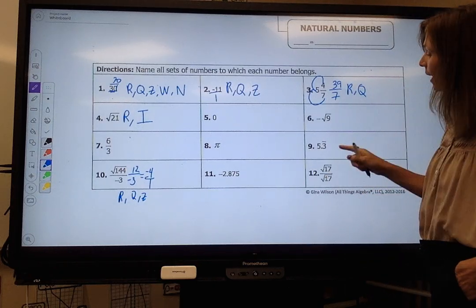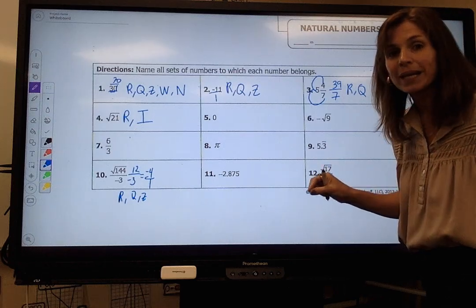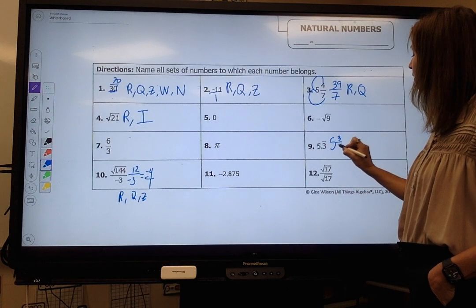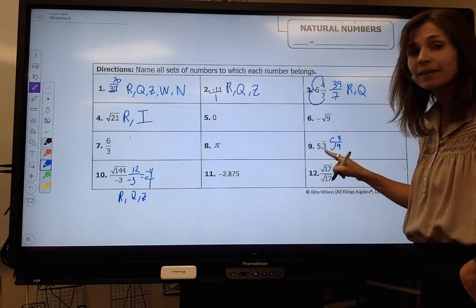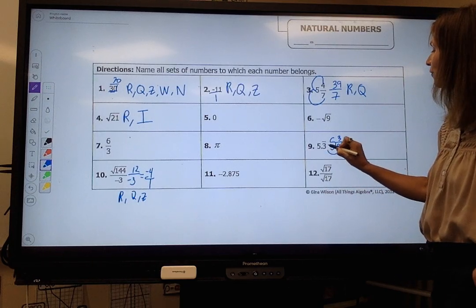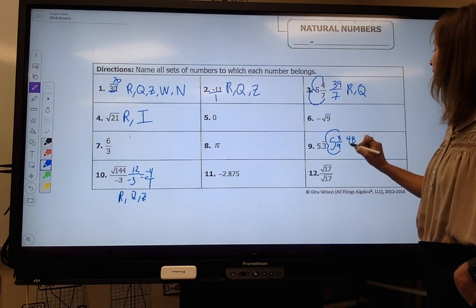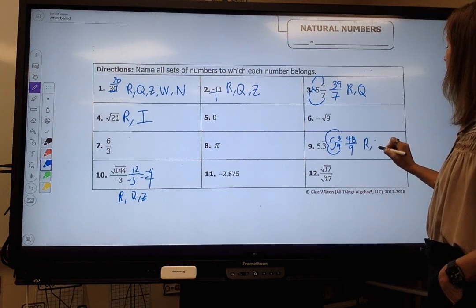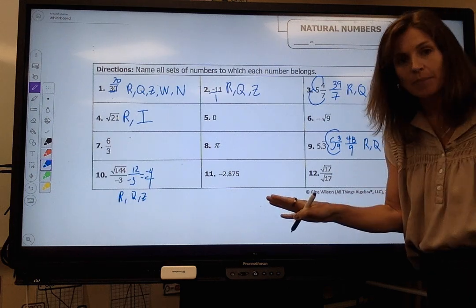Last two we're going to do here. Let's do number 9. 5 and 3/10 repeating. There's that repeating. So if I turn that into a fraction, it would look like this. 3/10. So I subtract 1 to get that 9 place value there. And then I can force it to be 48 over 9. Fits the form A over B. So it's real and it's rational, but it stops.